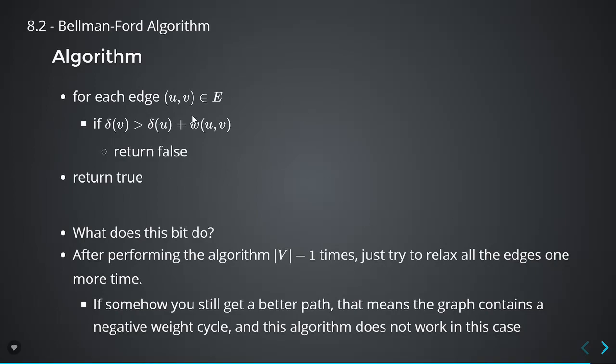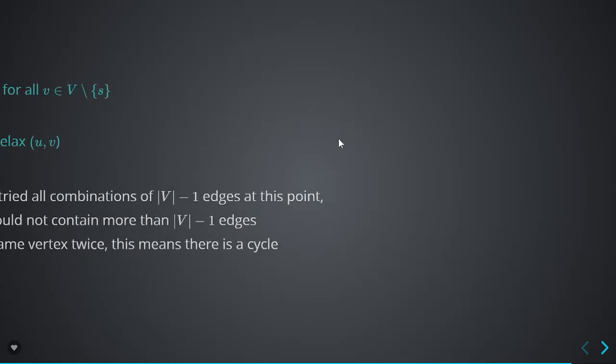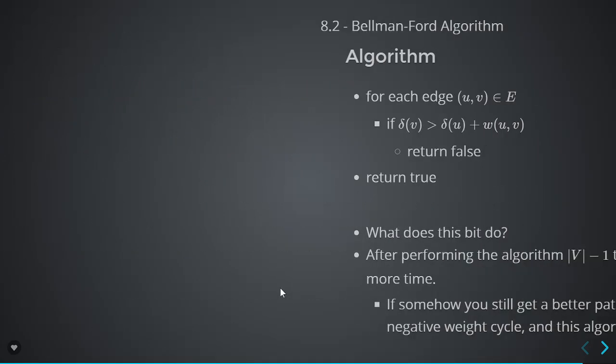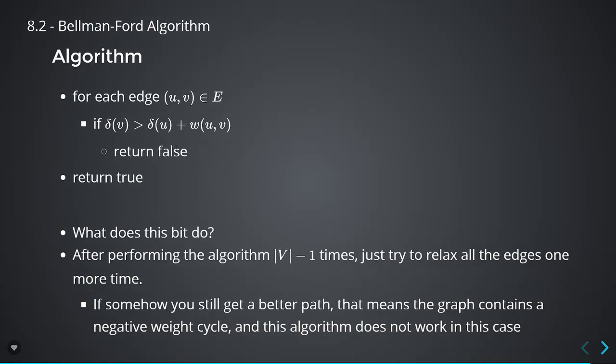This code is here to test whether or not the graph has a cycle with negative weights. So as we discussed before, if you have a graph with a negative weight cycle, the shortest path is not well defined, so we're just going to give up. Now, once you've worked out all the shortest paths, like from the blue bit here, you try to relax every single edge one more time. And if at any point you're actually successful, you find a shorter path, this signifies that there is a negative weight cycle in the graph somewhere.